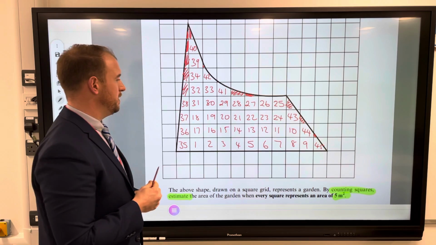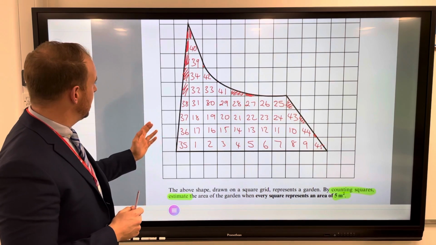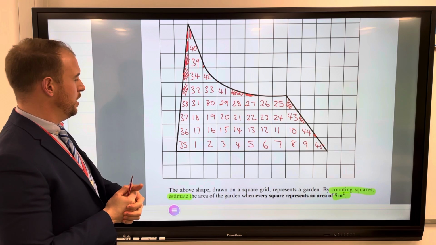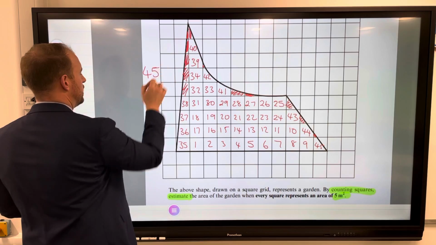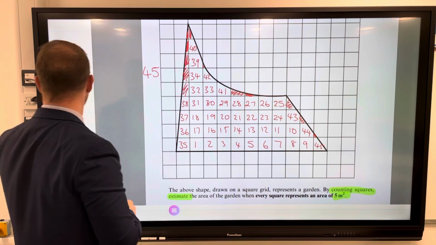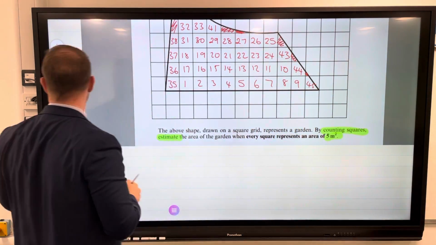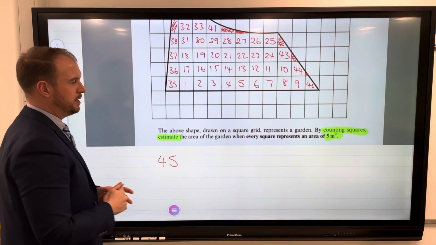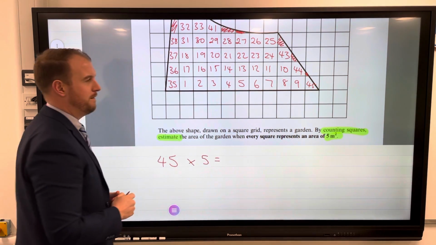There are a couple of different ways we could have done this. I could have just put dots in, but as you can see now, I can clearly cast my eyes over it to see if I've missed any squares out, which I haven't. So altogether, we have 45 squares as an estimate. However, that bit that we tend to miss out on is that each square is represented by 5 meters squared. So we have 45 whole squares. Each of them is 5 meters squared.